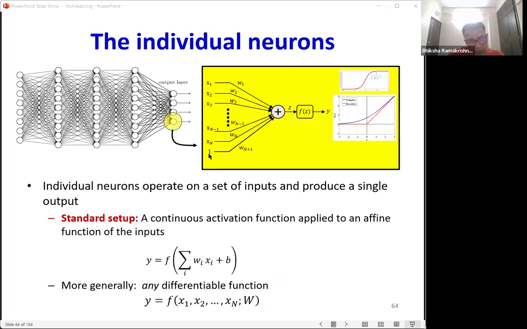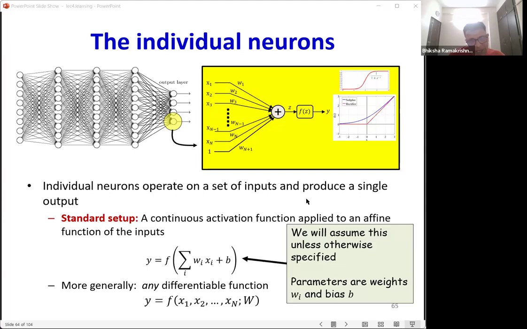Each perceptron has a bunch of inputs. We first compute an affine function of these inputs, weighted sum plus bias, which I represent by z typically. And then we put this affine term z through an activation function f. This is the structure that we are going to assume. More generally, a perceptron is any differentiable function of its inputs and its parameters. Now, I'm going to assume this guy, unless otherwise specified, and the parameters of this perceptron are the weights and the bias, right?